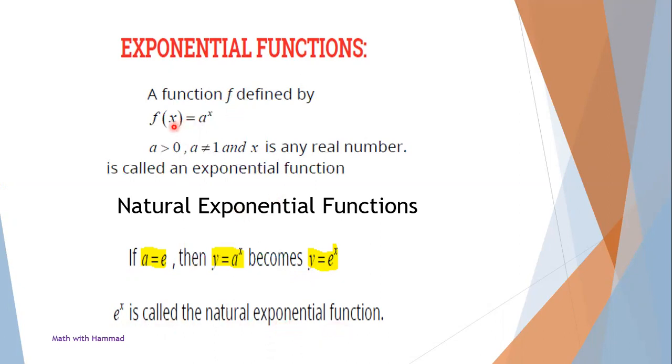Exponential function is f of x is equal to a raised to power x, or y is equal to a raised to power x. There are two conditions: a is greater than 0 and a is not equal to 1, and x is any real number. And if we replace a by e, we will get f of x is equal to e raised to power x, which is called natural exponential function.